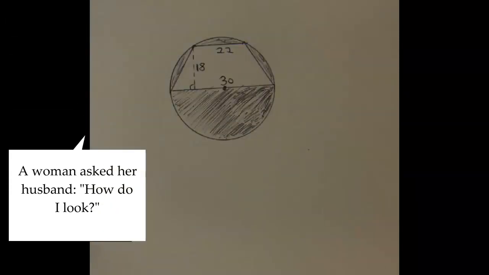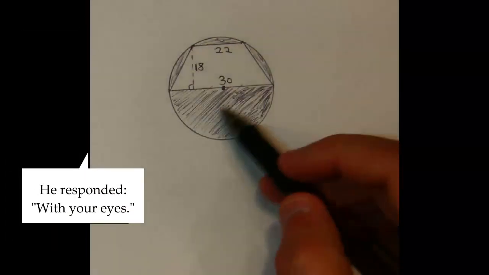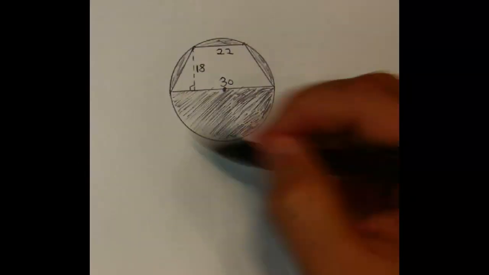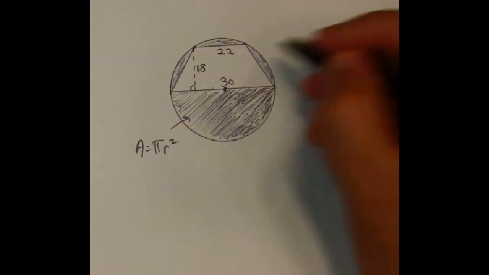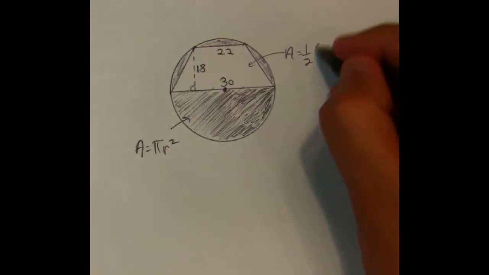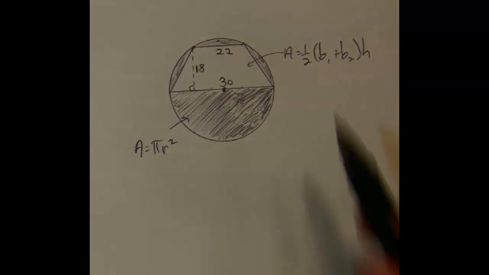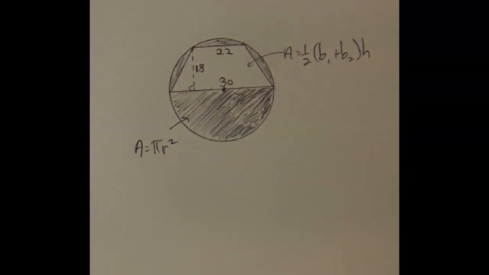Our fifth shape is a circle with a trapezoid cut out of it. So we want to find the area of this shaded region, this part that's shaded. So what we've got to do is find the area of the circle, which is pi r squared, and we want to find the area of this trapezoid, which is 1/2 (b1 plus b2) times the height. And once we find both of these, we subtract, and that will give you the area of the shaded region.